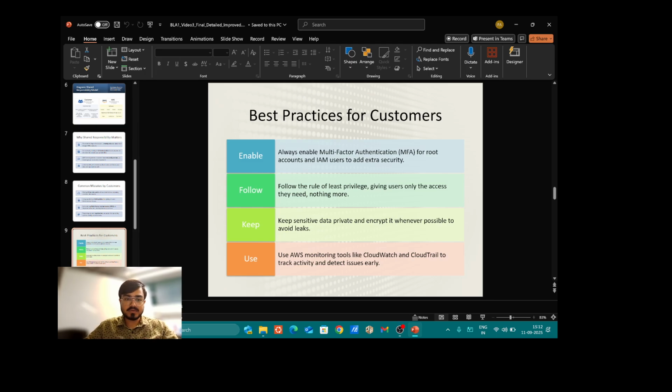Let's move to the next one. Let's see the best practices for consumers. To avoid mistakes, here are some best practices. Always enable multi-factor authentication on root and IAM accounts. Follow least privilege, which means give only the permission required, nothing extra. Keep sensitive data private and encrypt it whenever possible. Use monitoring tools like CloudWatch and CloudTrail to track who is doing what. Following these practices makes the cloud much safer.